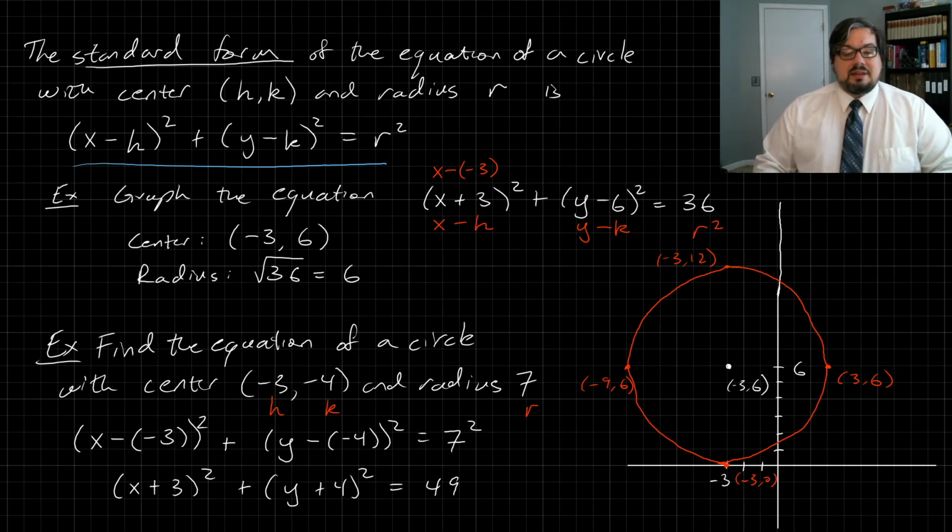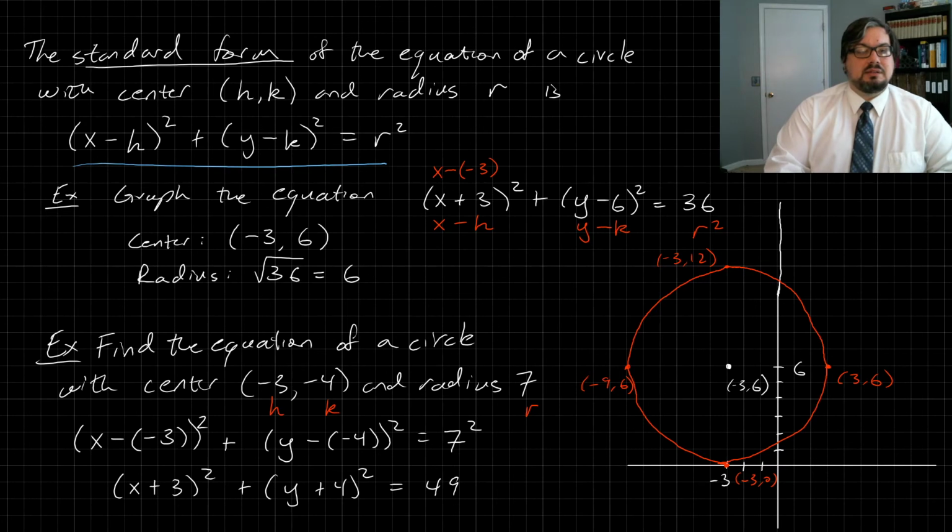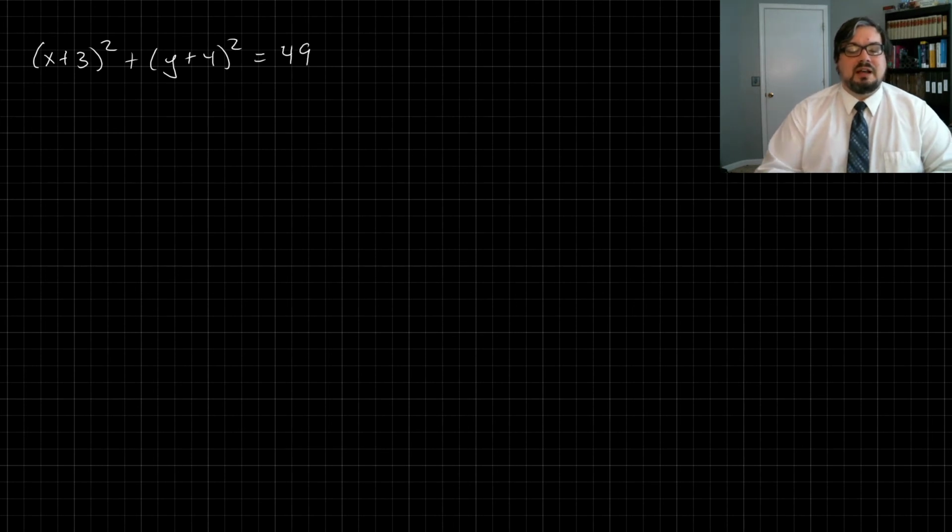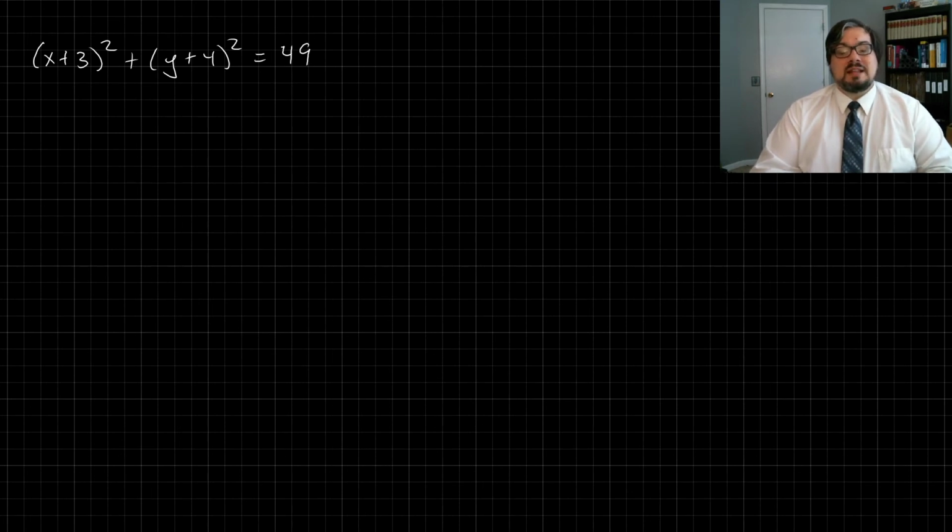Now let's take this same equation here and rearrange it. Let's look at the equation (x + 3)² + (y + 4)² = 49. Of course, there are many equivalent forms of this equation. One standard one that we might use in a lot of cases is to expand everything out. Just FOIL out everything on the left and gather everything up.